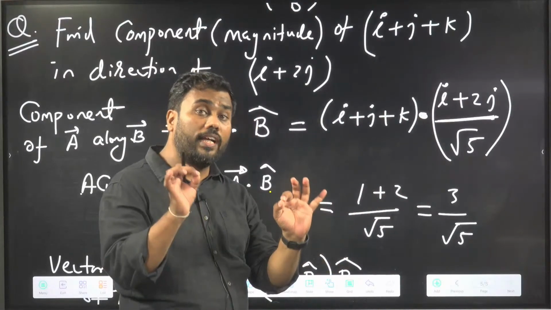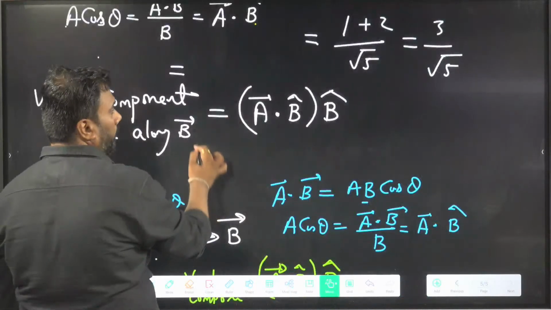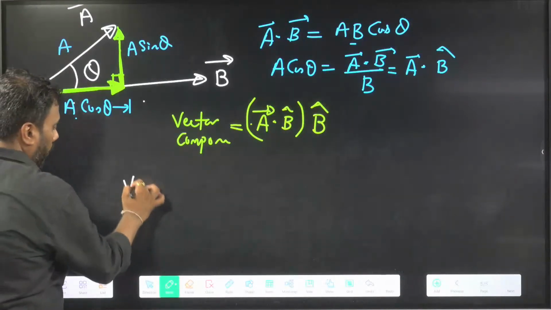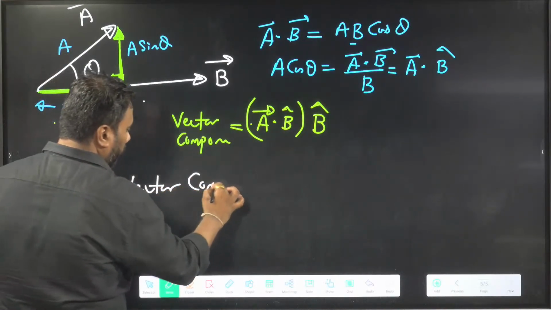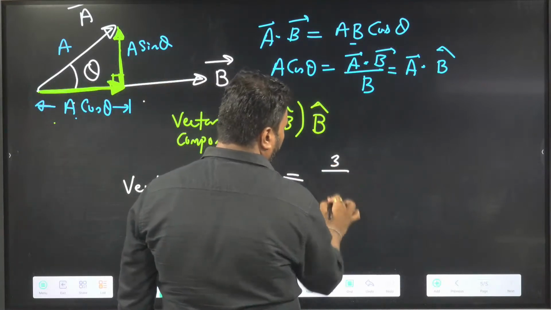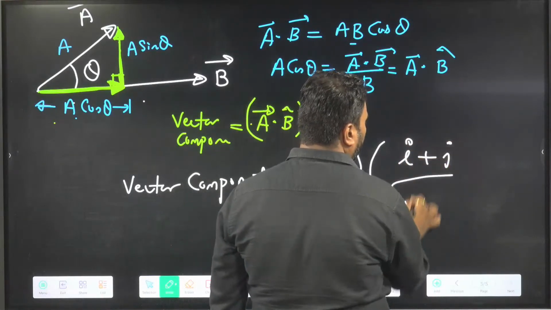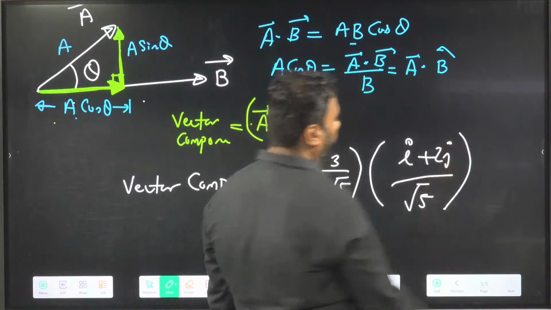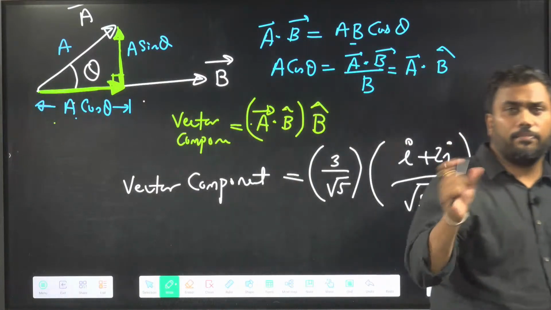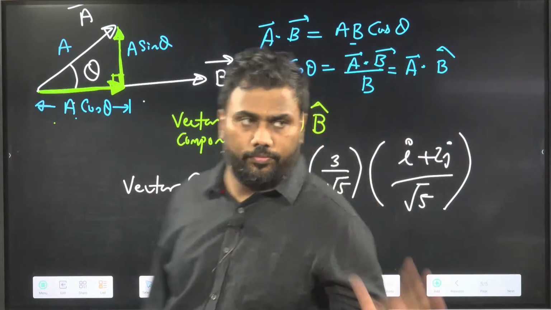And if you want to write the vector component, that will be equal to, what was the magnitude of the component? 3 by root 5. And the direction, I plus 2j by root 5. This is the vector component. I have again multiplied with the unit vector to give you the vector component. Is this point now clear? Tell me.